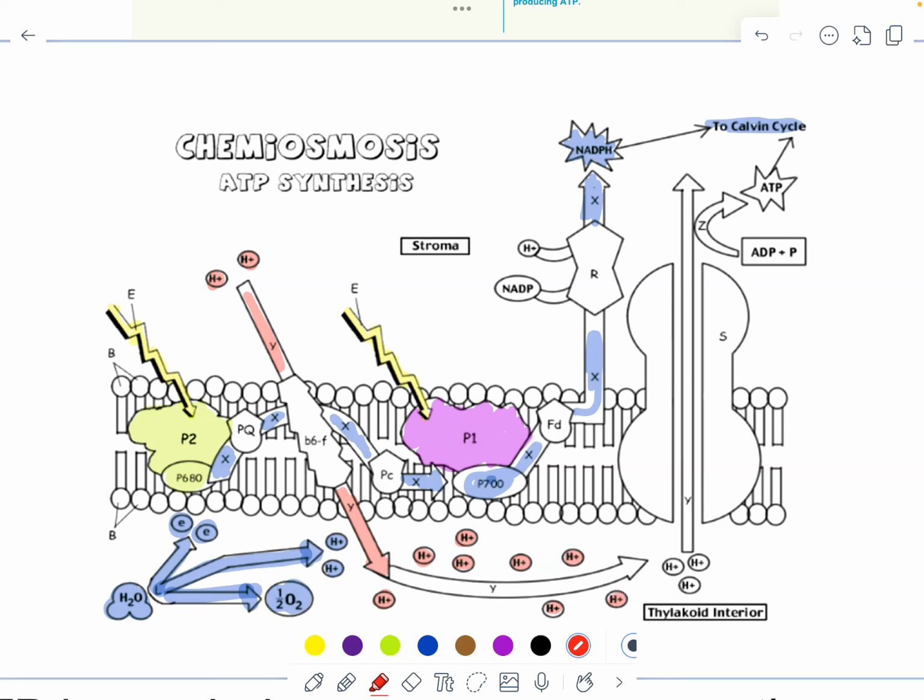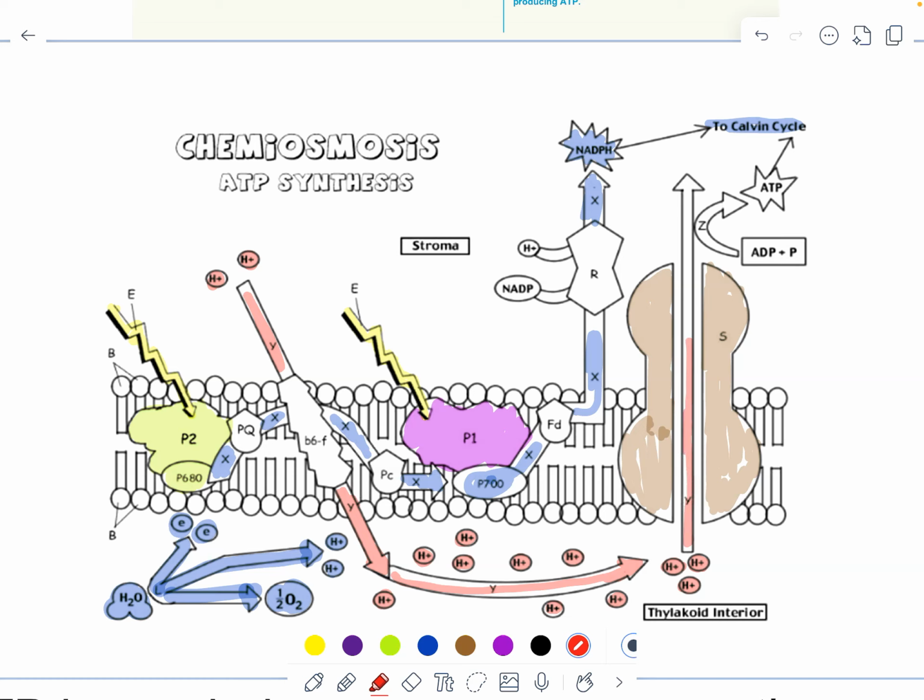And so those hydrogens are flowing then through this molecule, and this molecule right here is ATP synthase. Okay, this is just a diagram. ATP synthase is the molecule that has the ability to let hydrogen ions flow downhill.